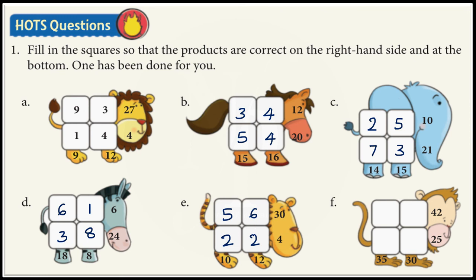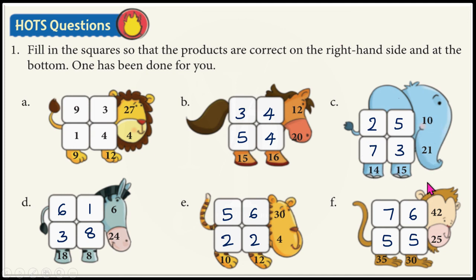Coming to F, we should get 42 and 25. Let's find the digits and write here. So here we can write 7 and 6. 7 6s are 42, and in the next row we may write 5 into 5. 5 5s are 25, and multiplying vertically we get 7 5s are 35 and 6 5s are 30. So like this we can fill these blank spaces to get the products as given at the right-hand side and at the bottom.